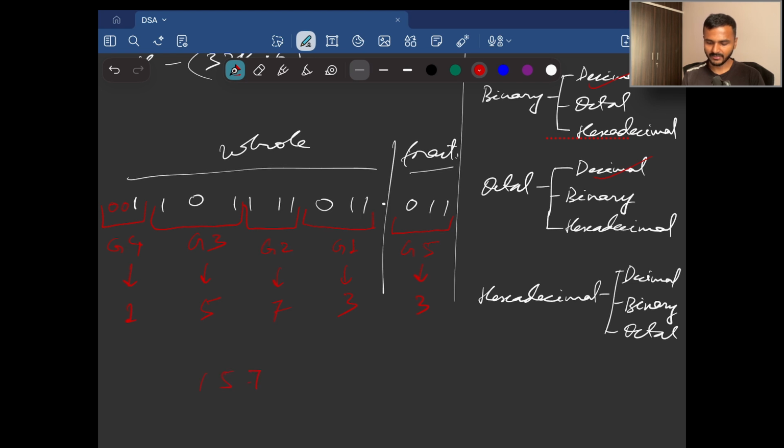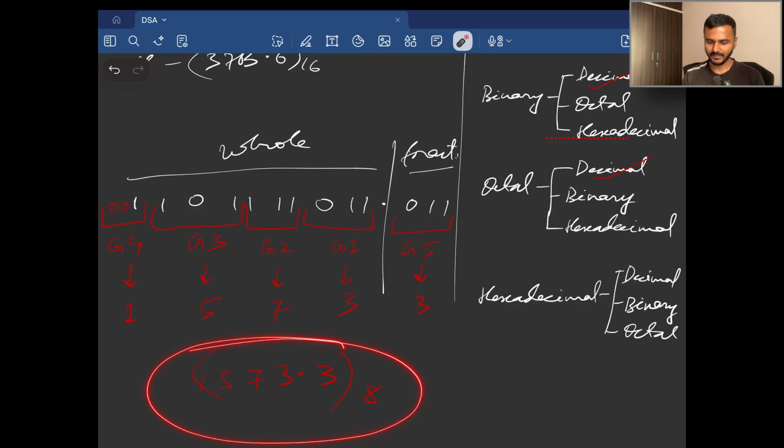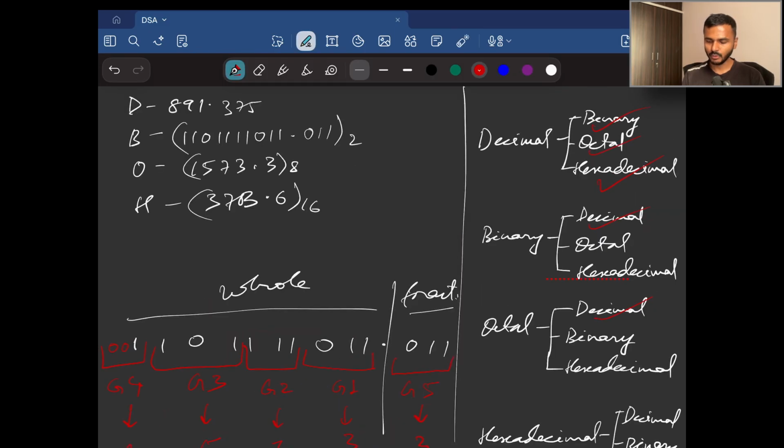We have 1573.3 in octal when we took this binary number. And this is what we were expecting anyway. We are done with binary to octal.